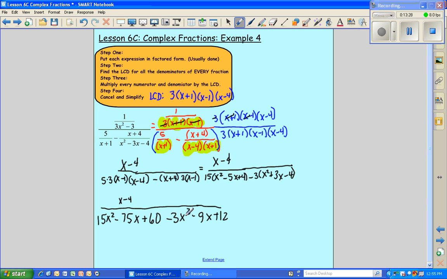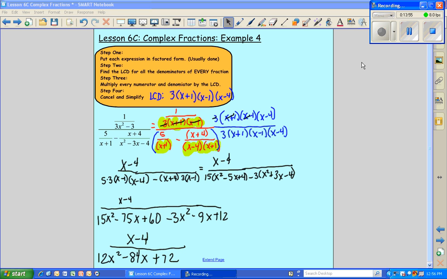All right, so final answer. Finally, see how they can get really long. The 15x squared and the 3x squared gives me the 12x squared. The minus 75x and the minus 9x is going to give me a negative 84x. And the positive 60 with the positive 12 is going to give me a positive 72. So that would be one way you can write the answer.